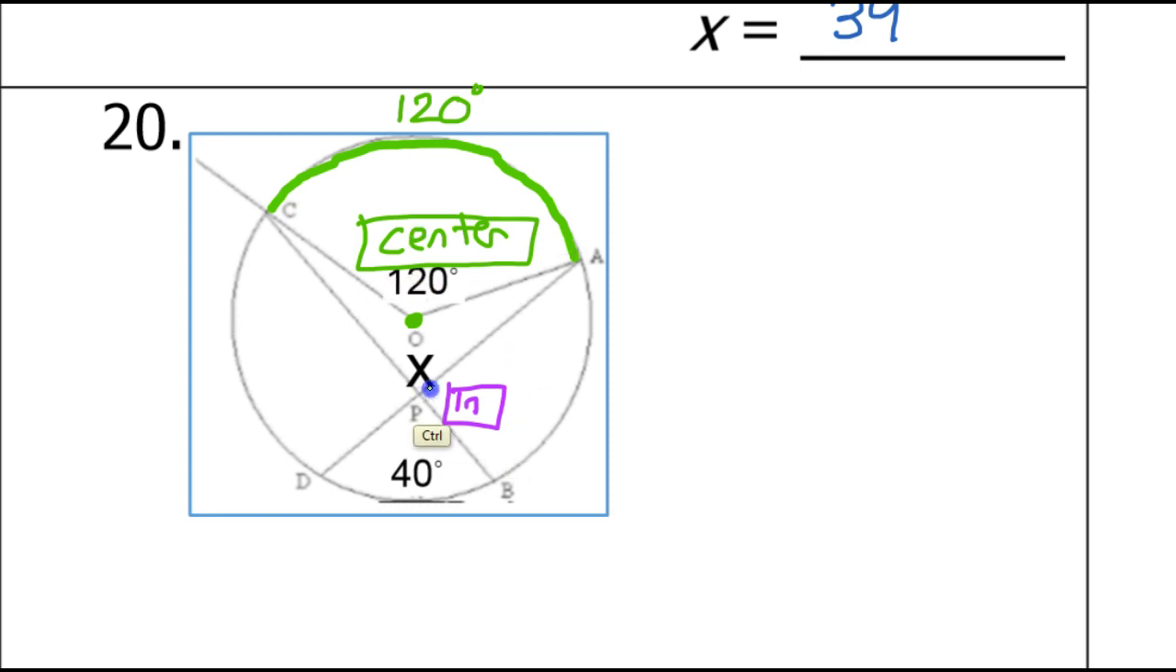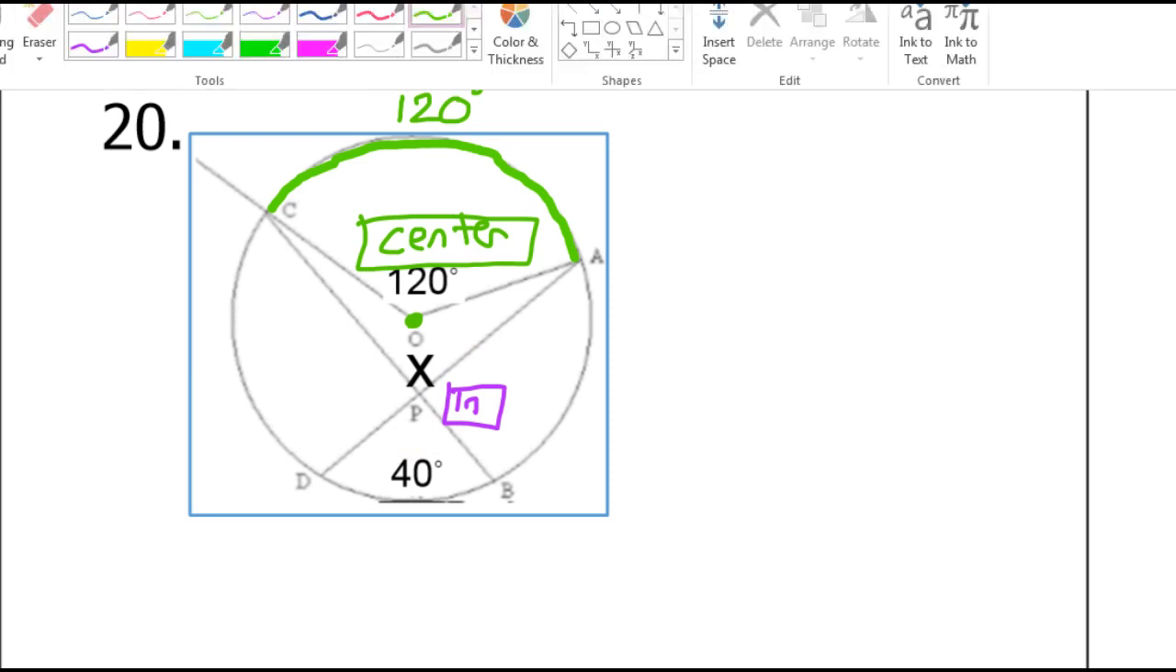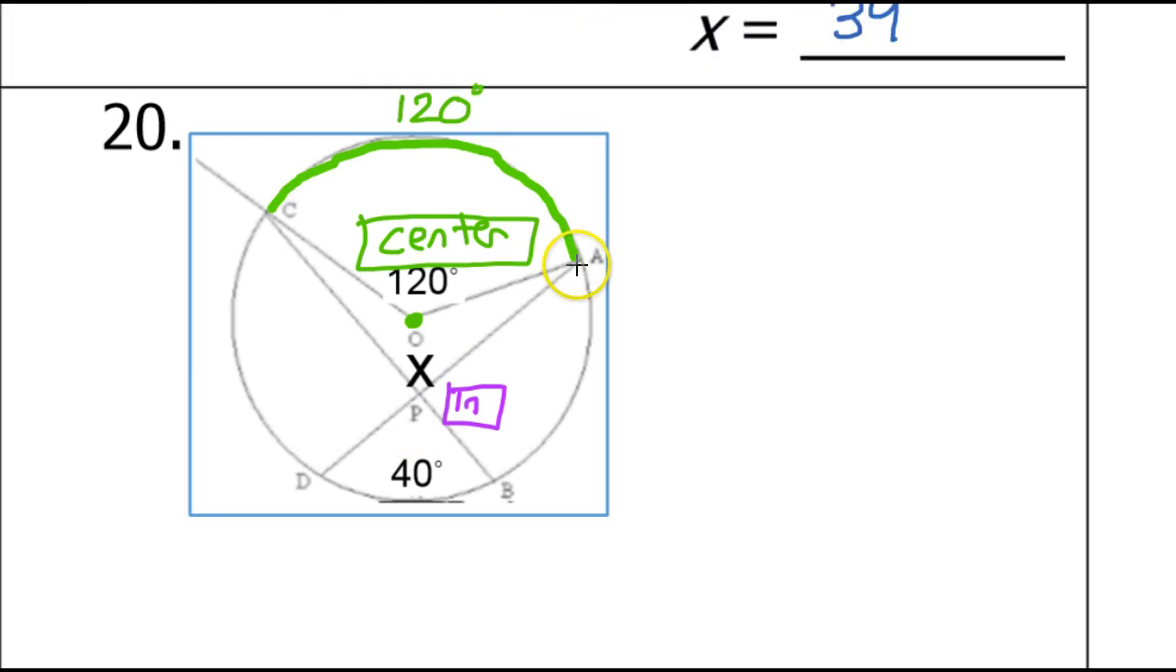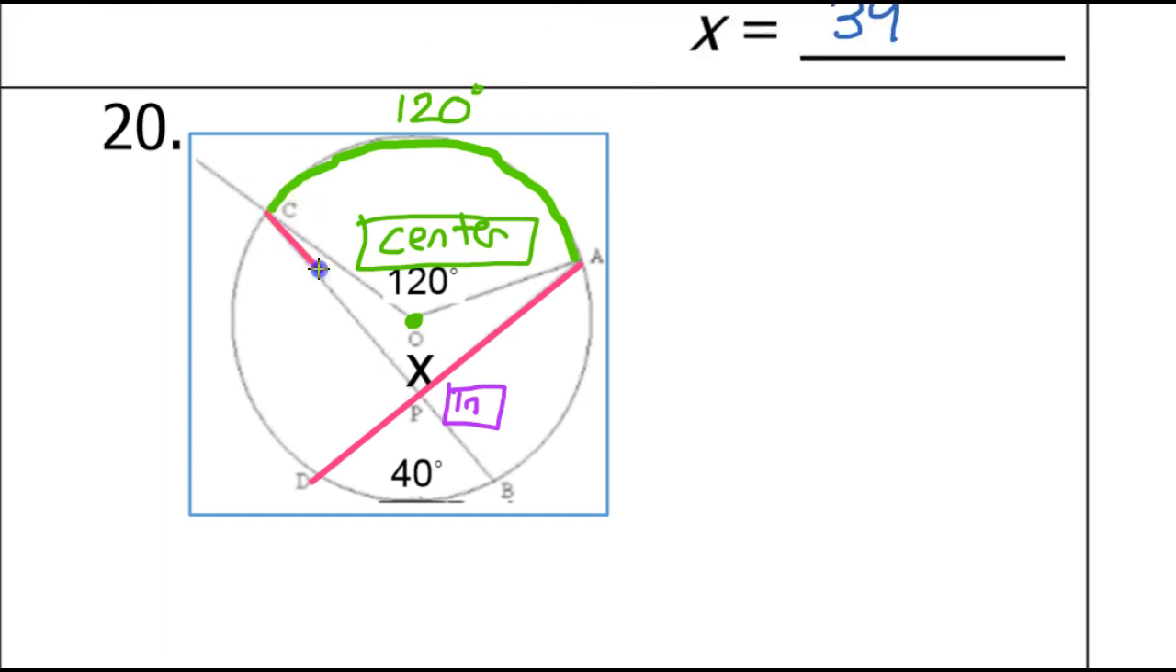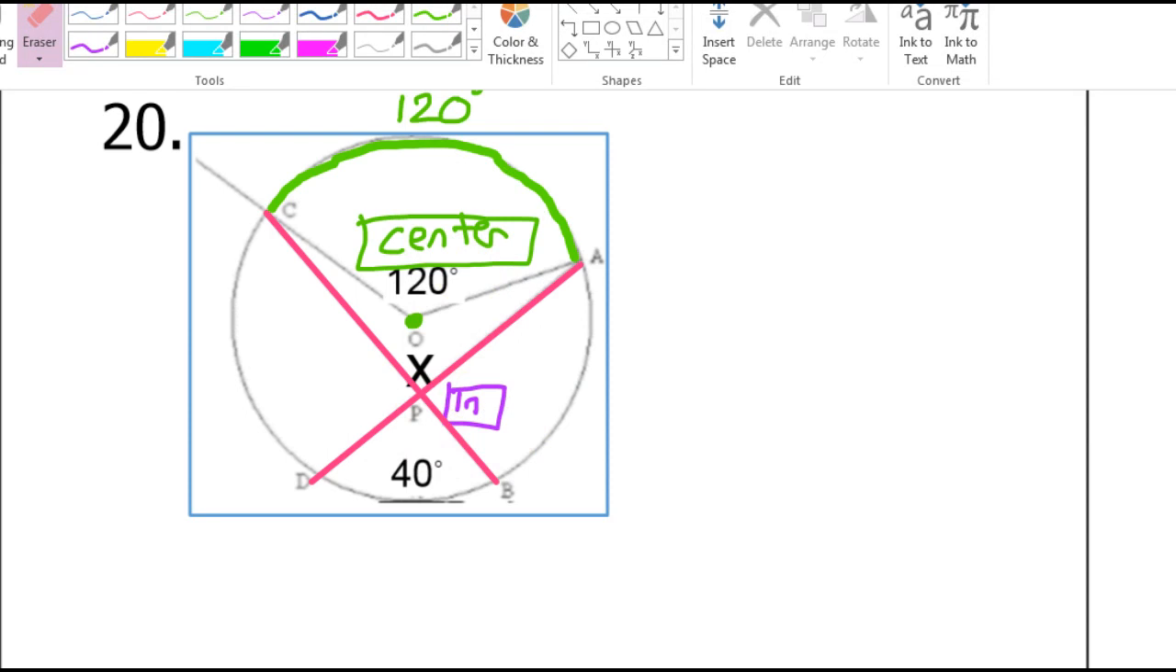Okay, now let's move on to the actual angle that we're supposed to find. Let me color that angle in so it'll be more clear. All right, so this angle that I'm drawing in red is the angle that we're supposed to find. Okay? Now, this is inside the circle.